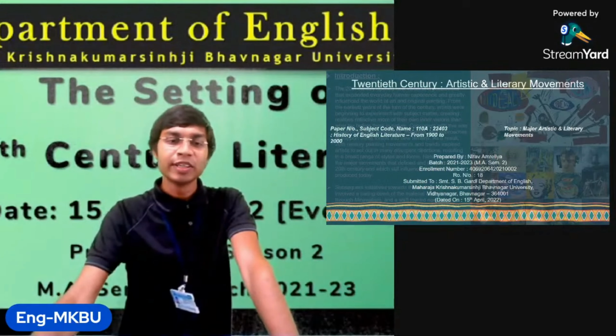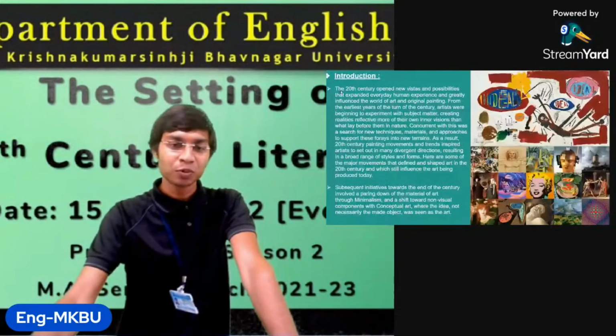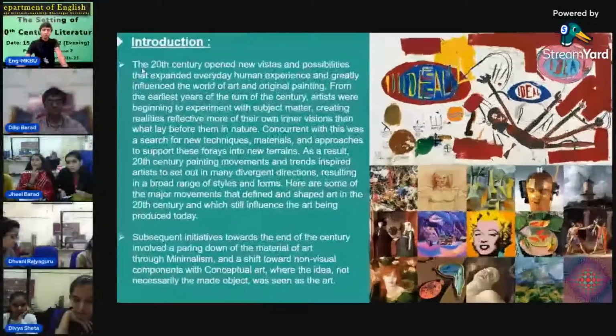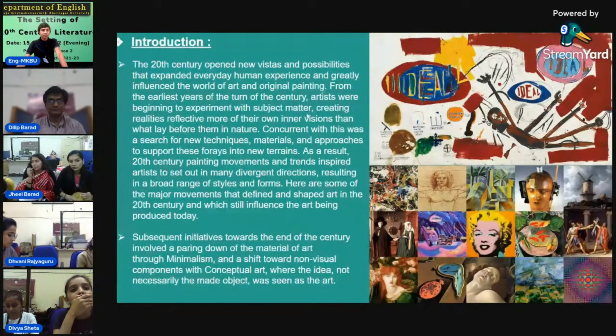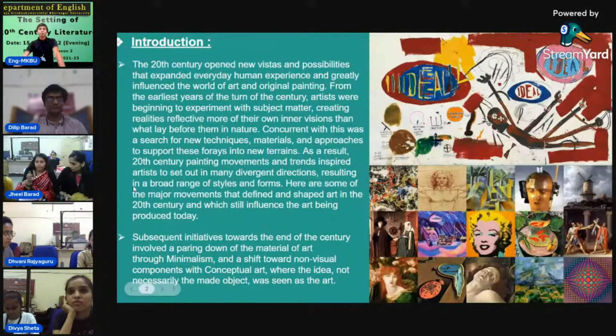The 20th century opened new vistas and possibilities that expanded everyday human experiences and greatly influenced the world of art and original painting. From the earliest years of the turn of the century, artists were beginning to experiment with subject matter, creating realities reflective more of their own inner vision than what lay before them in nature. So it says clearly that they did not follow their predecessors, and they wanted to create something new.